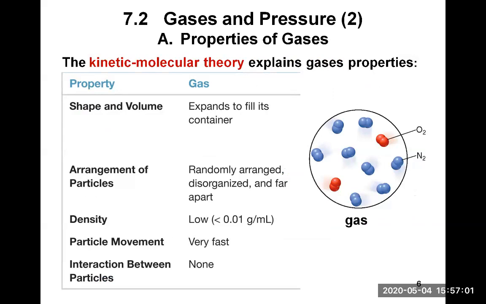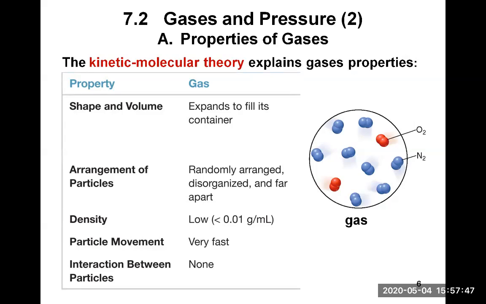It explains that they are randomly arranged. There's no order. Particles are also very far apart from each other. There's a lot of empty space between them. And because of that, density is low because you have very little mass in a given amount of volume. So their densities are not usually given in grams per milliliter, which is the unit used for densities of solids and liquids. For gases, it's typically in grams per liter, right? We need a larger volume to have a more comparable mass. So grams per liter is usually the unit for the density of gases.